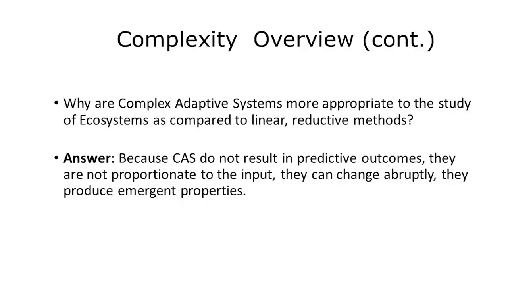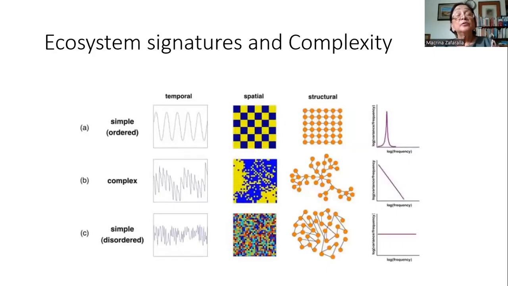Why are complex adaptive systems more appropriate to the study of ecosystems as compared to linear reductive methods? The reason is that complex adaptive systems do not result in predictive outcomes. The outcome is not proportionate to the input, and the output can change abruptly. They produce emergent properties. Let's go now to ecosystem signatures and complexity.